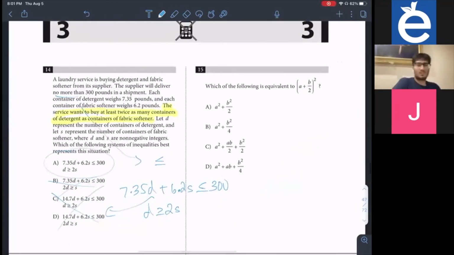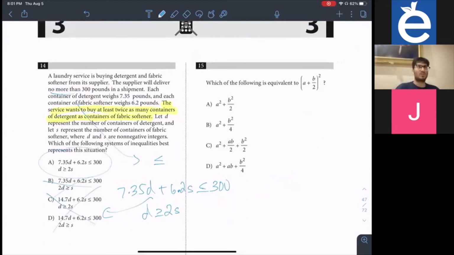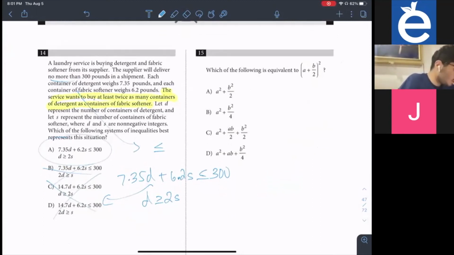So just basically write the inequality by yourself and make sure it matches with the criteria that they're giving and the variables that they're defining, and then just match it with the choices that they give. So that's how you do 14, choice A.